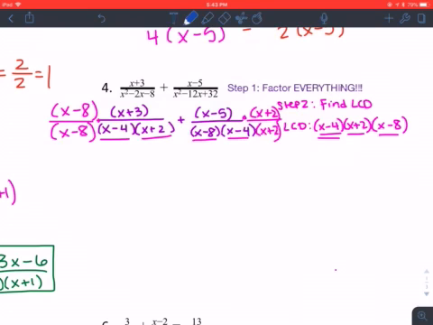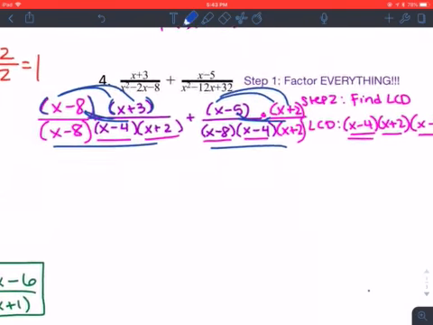Okay, so now that I have common denominators, I will then add my numerators. But these parentheses are not going to allow me to combine like terms. I need to get rid of the parentheses. In order to do that, I will have to multiply this numerator, and then my second set of numerators I will also have to multiply. So let's FOIL our first fraction.